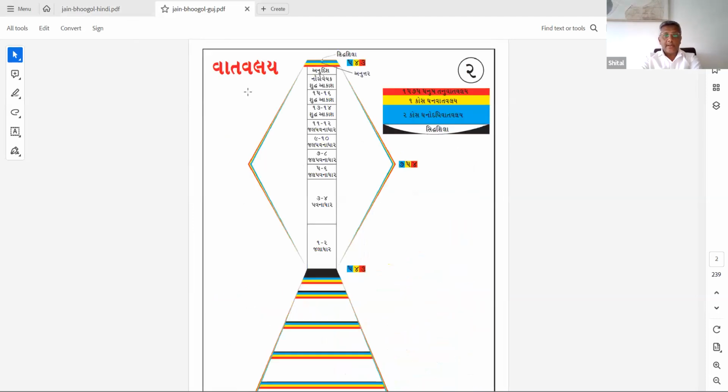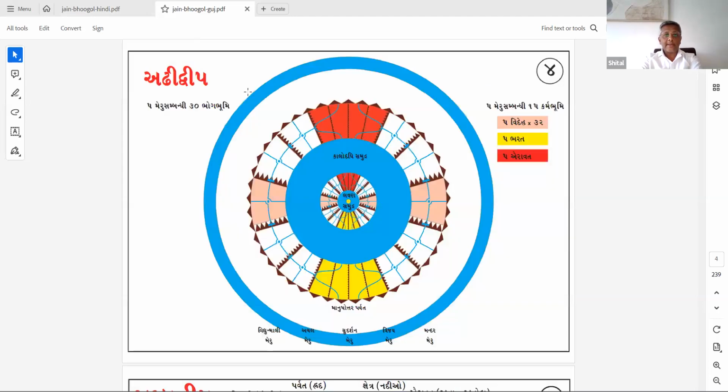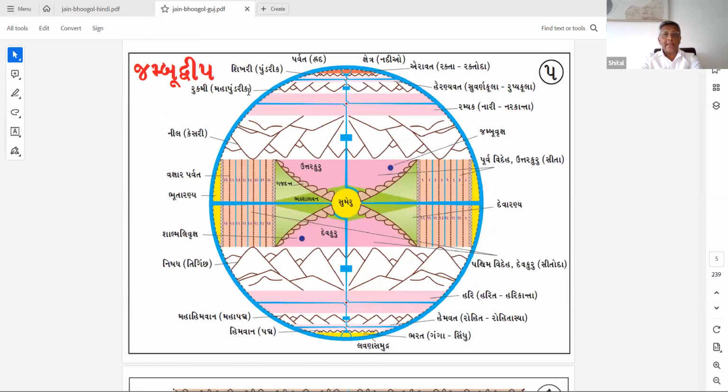So let's see what else is to be covered. We've seen that. We've seen this. This also we've covered in detail here as well.